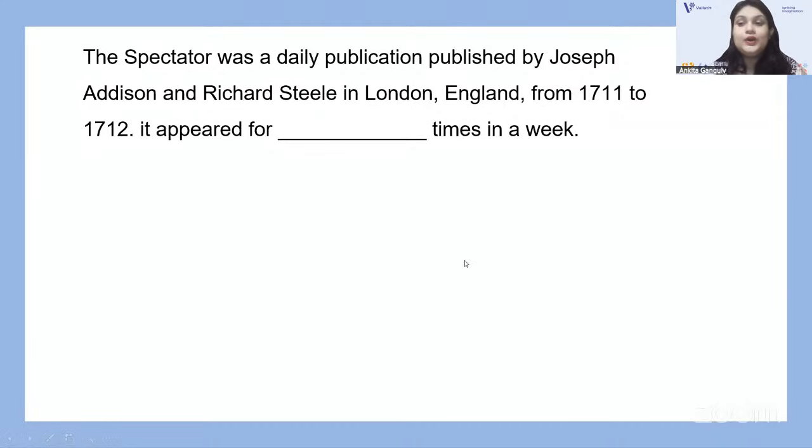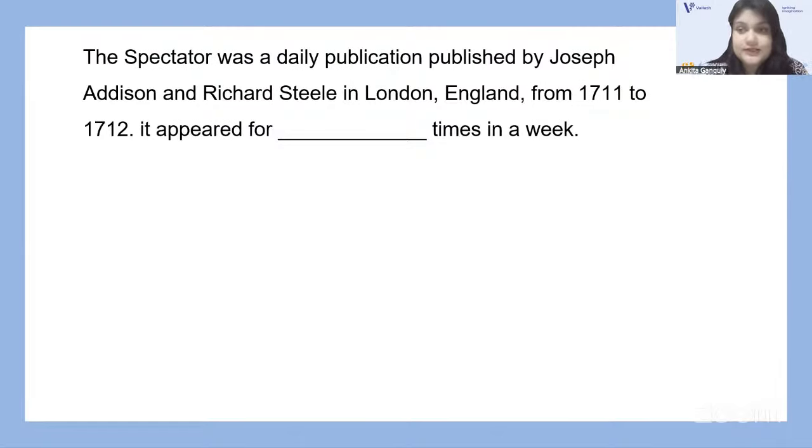The Spectator was a daily publication published by Joseph Addison and Richard Steele in London, England from 1711 to 1712. It appeared for dash times in a week. We all know about the Tatler and the Spectator. They were the major periodicals of the 18th century. Tell me, the Spectator appeared for how many times in a week?